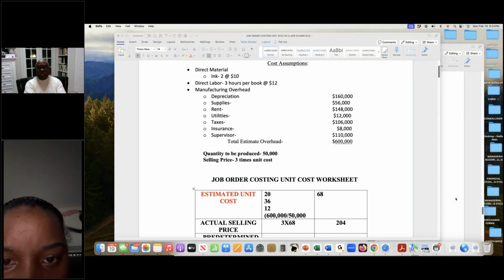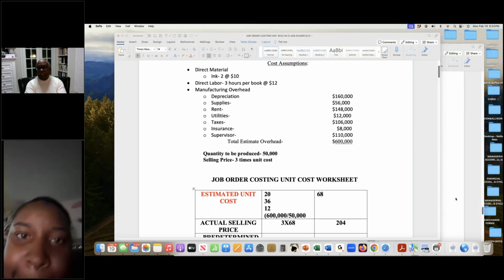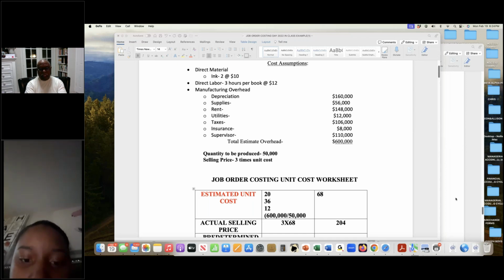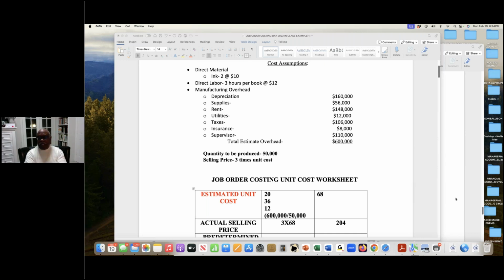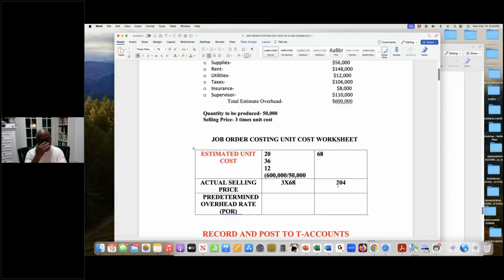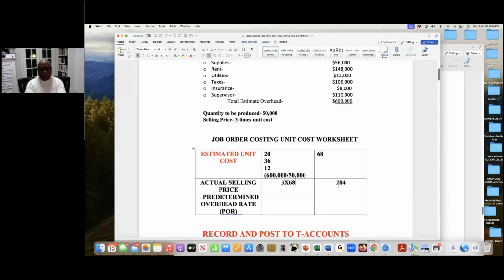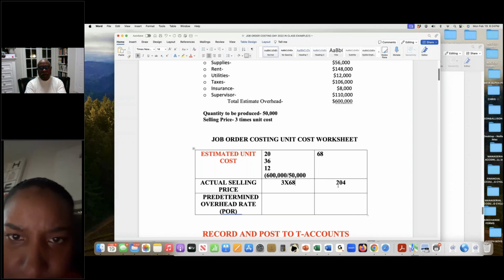So everybody should be able to make those basic calculations. You should be able to make, so you've got the Excel sheet, but I did it in Word to give you a better understanding. Now, you also have to calculate the predetermined overhead rate.